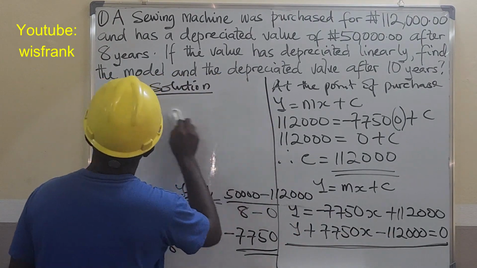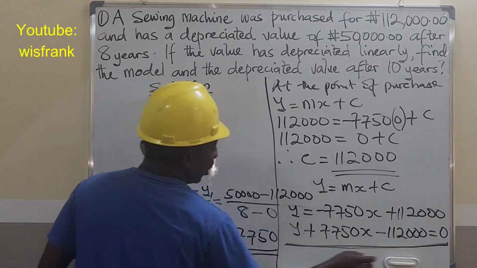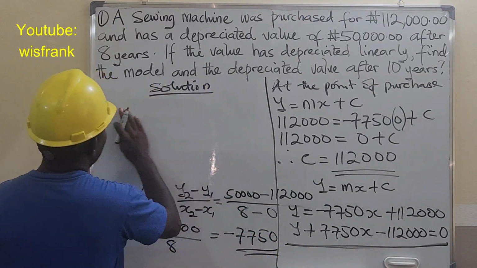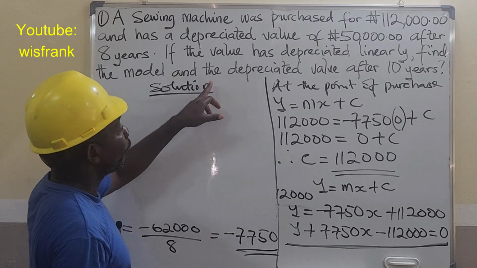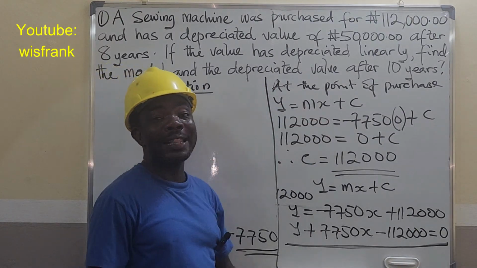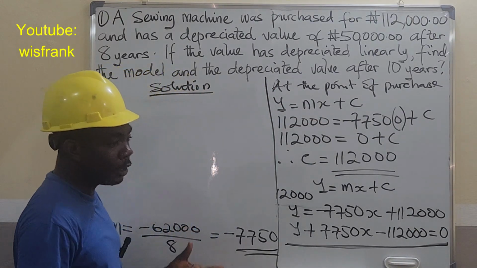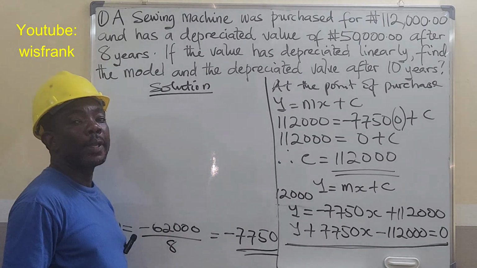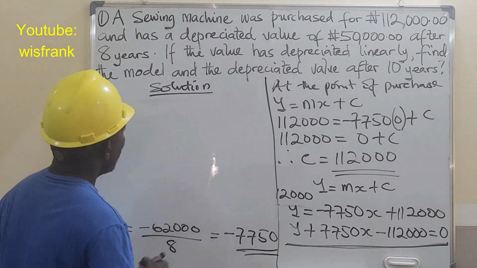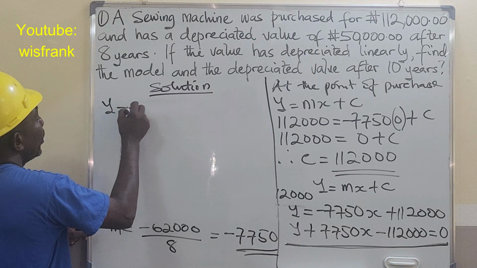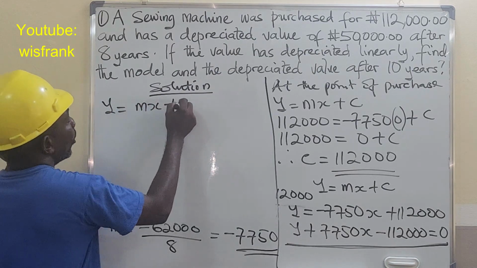What we are going to do now is to substitute it back into the linear equation. The second part says we should find the depreciated value after 10 years. At this point, x is now 10 years. Recall the equation, which is y equals mx plus c.